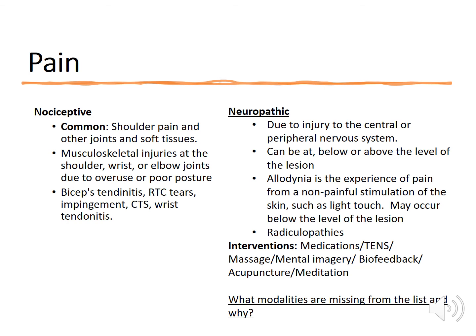these muscular imbalances are usually seen due to overuse or poor posture. That patient may be sitting in a wheelchair, so that is going to decrease their flexibility in certain areas. They may have incorrect positioning in their bed. So this can all contribute to that nociceptive pain. Some of the specific musculoskeletal injuries that may occur are the ones listed here: biceps tendonitis, rotator cuff tears, carpal tunnel syndrome, and wrist tendonitis.